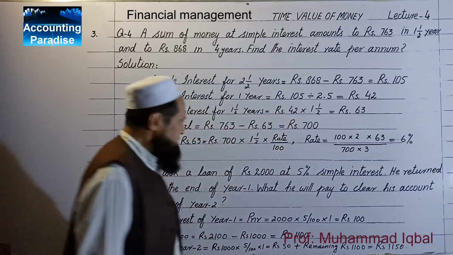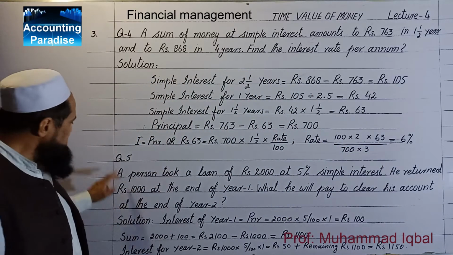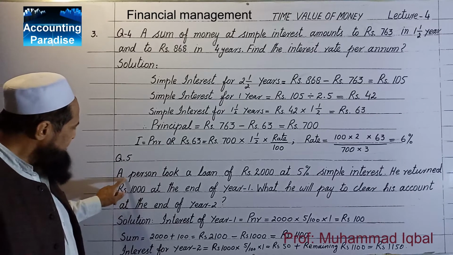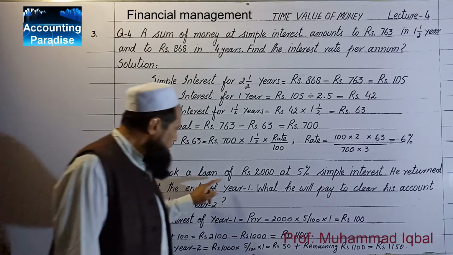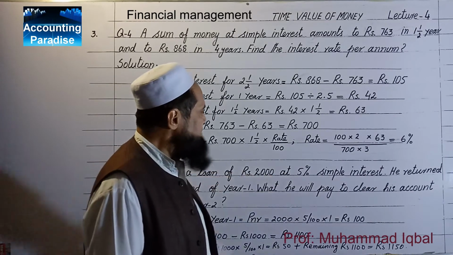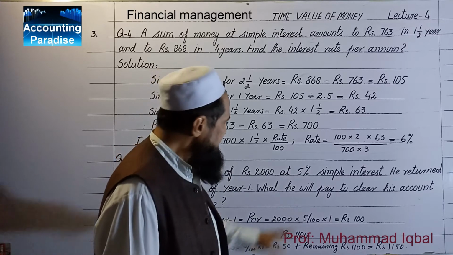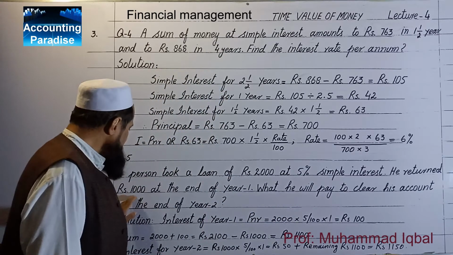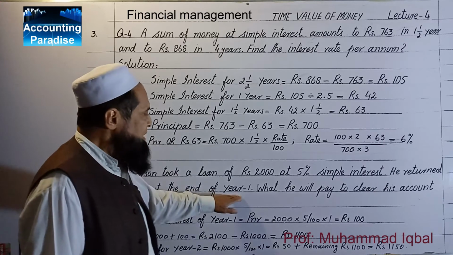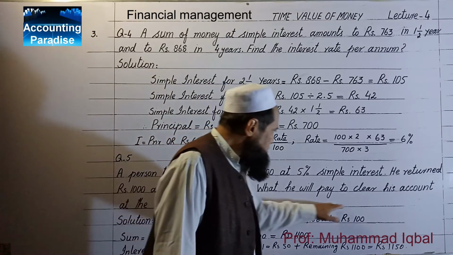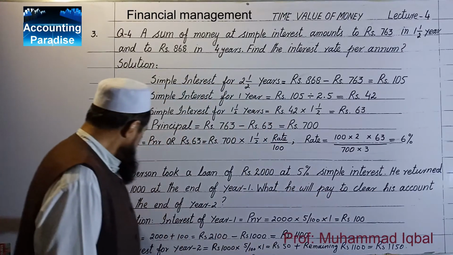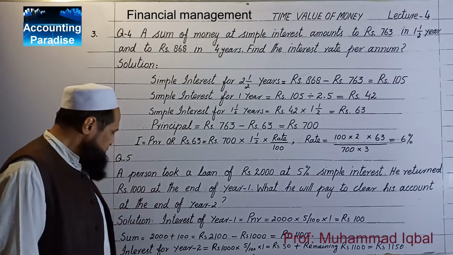We will calculate this. Here is the question number 5. A person took a loan of rupees 2000 at 5% simple interest. He returned rupees 1000 at the end of first year. What will he pay to clear his account at the end of year 2?